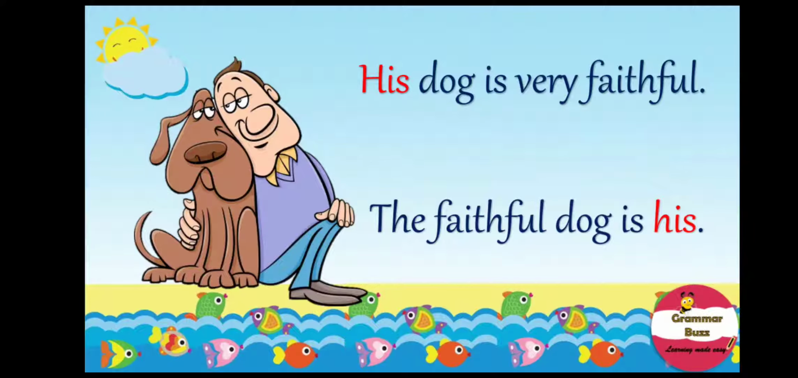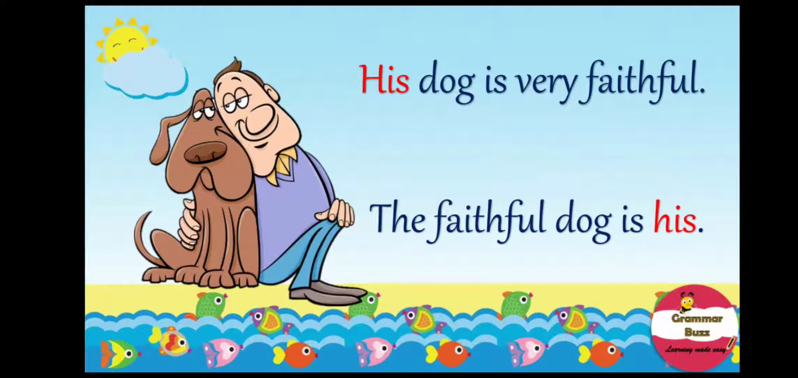The faithful dog is his. In this sentence, the word his is used after the noun dog. This also shows ownership by a person, but at the same time, it does the job of a pronoun by replacing the noun. In this case, it could be the name of the owner. So the sentence could be, the faithful dog is Bob's. But instead of Bob's, we have used his. So here, his is a possessive pronoun.